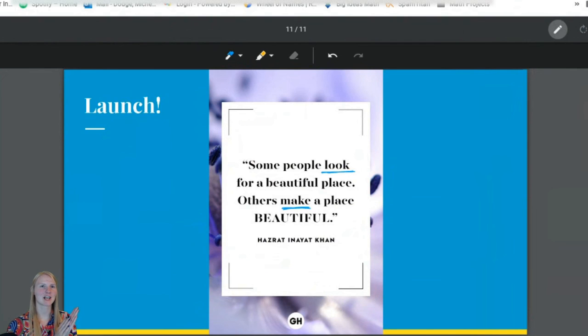So it's kind of like the last launch when we talked about finding a happy life versus making a happy life. If you want a beautiful place, whether it be your house or the community of friends that you have, you could either look for the perfect, most beautiful house, you could look for the perfect, most amazing friend group, or you could make it.